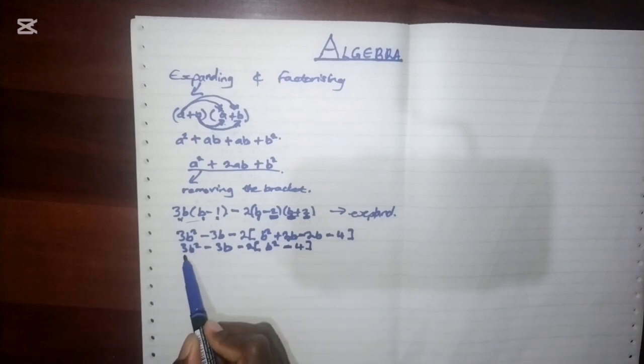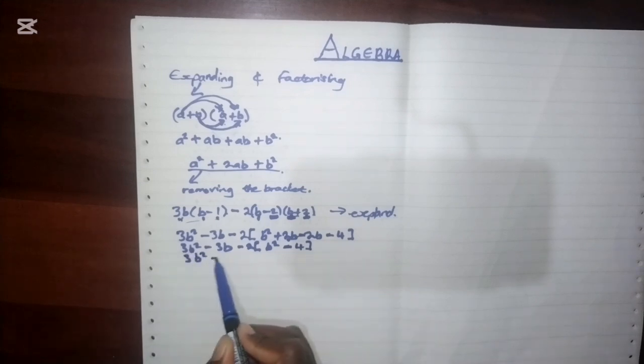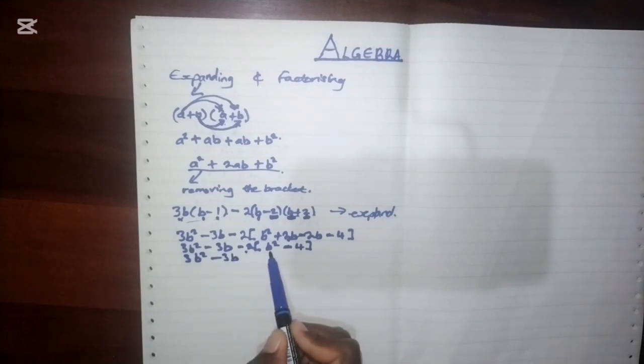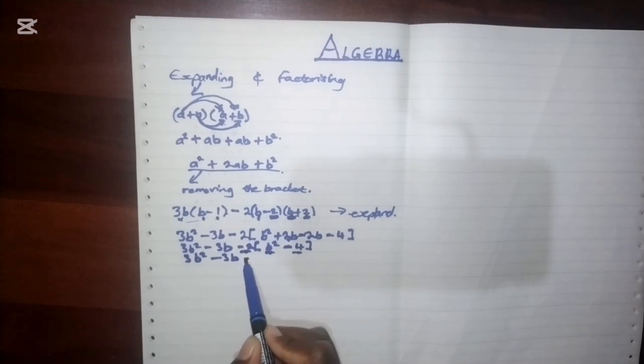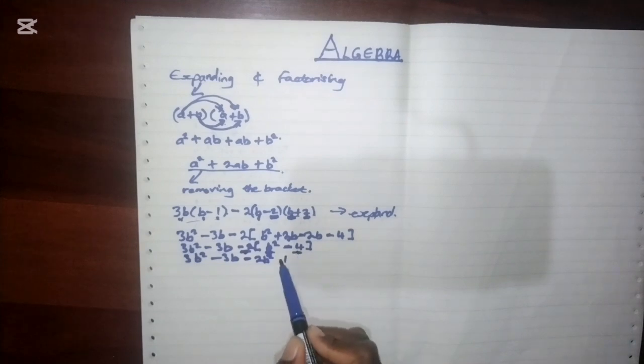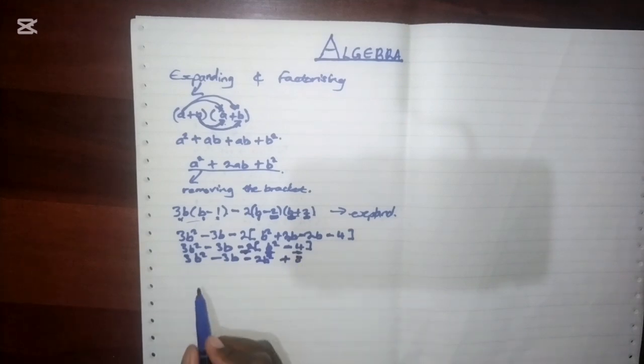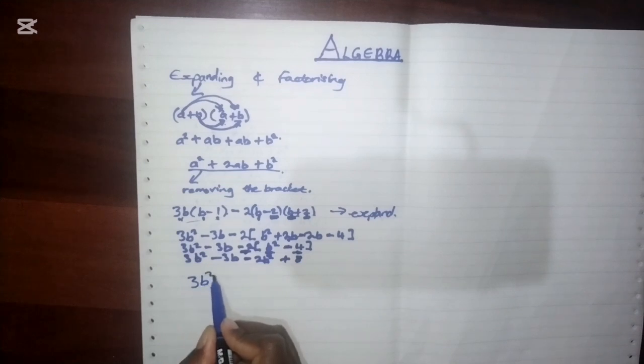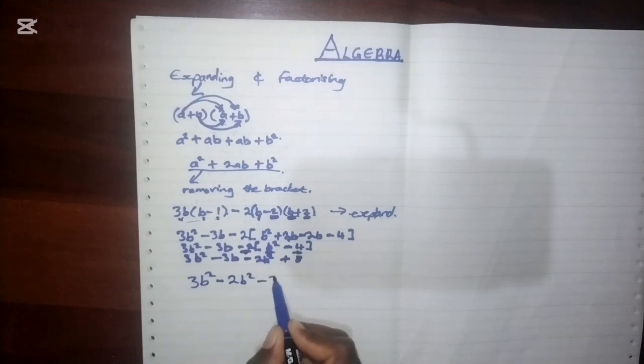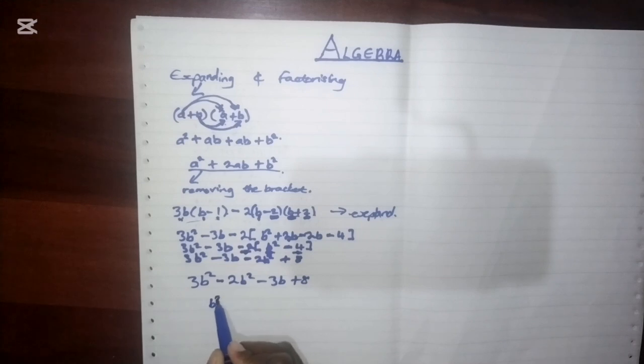So that simplifies to 3b squared minus 3b, then we multiply everything in the bracket by that negative 2, and get minus 2b squared, and negative 2 times negative 4 gives a positive 8. So we group like terms: 3b squared minus 2b squared minus 3b plus 8. This should simplify to b squared minus 3b plus 8. Just like that.